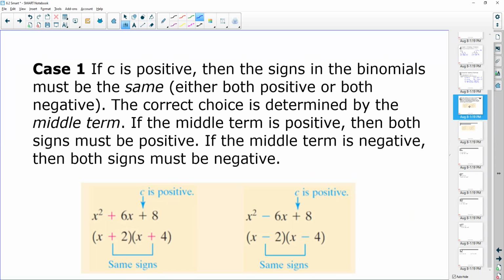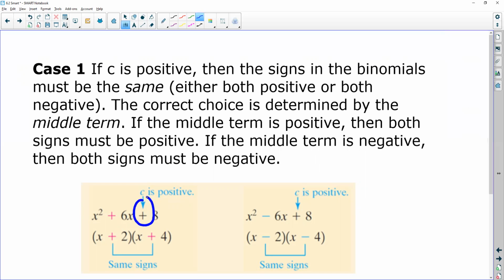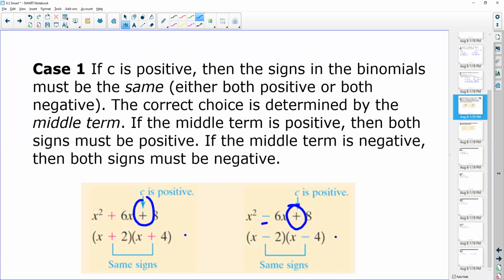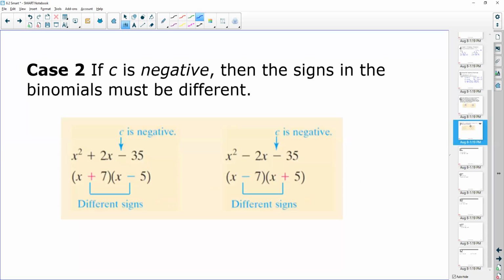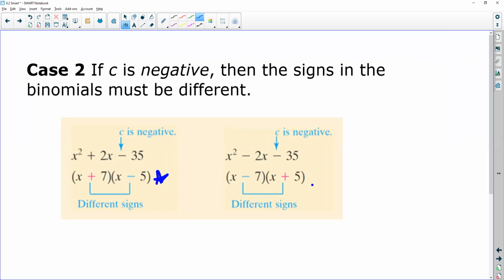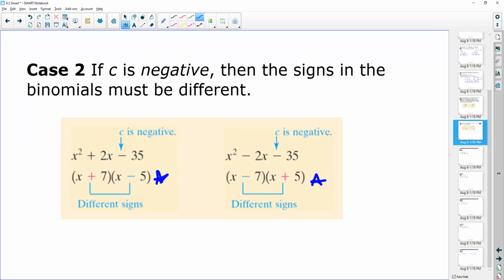You can go through and read these, pause the video, read. If C is positive, both of the signs of the binomials must be the same. So if it's plus, it's plus plus. If it's plus minus, it's minus minus. If C is negative, the signs in the binomial must be different, and that's what we just saw.